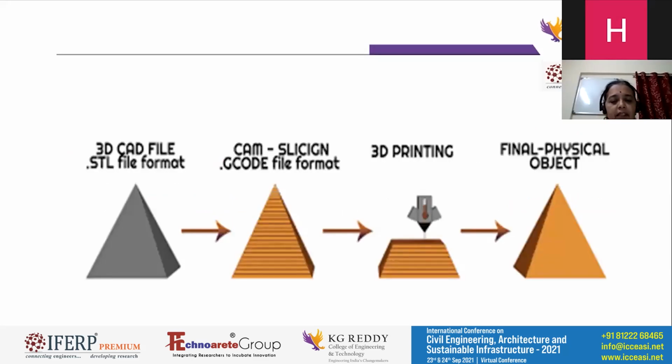There are several different techniques for 3D printing an object. Graphically, we have seen that the 3D CAD file is stored in .stl file format, then slicing and coding is there. The second figure is the file format, and the third shows the actual 3D printing going on, and at the end we observe the final physical object we get. So these are the different processes involved in 3D printing.